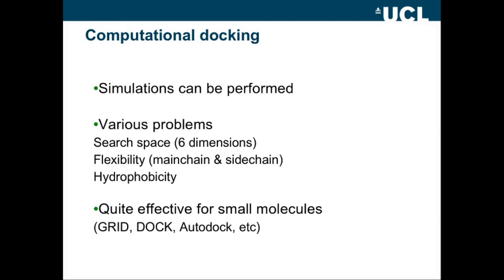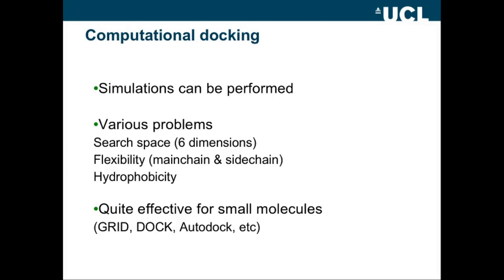There are a number of problems in doing this. First of all, the search space. If we imagine we're doing a rigid body fitting of two structures, then we have a six-dimensional search space. If you hold one of the structures still, you can translate along X, Y and Z for the other structure, and you can rotate about X, Y and Z for the second structure. So that's 6 different dimensions that we can search in.